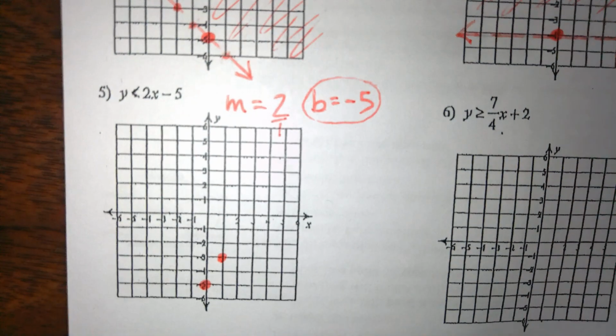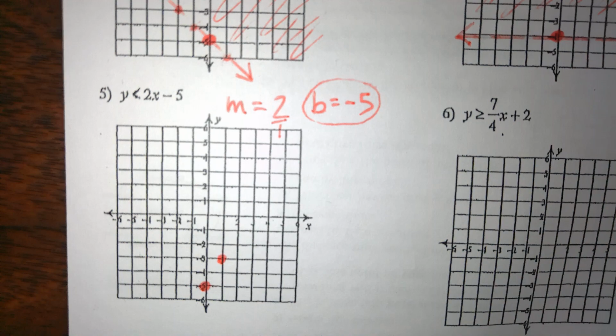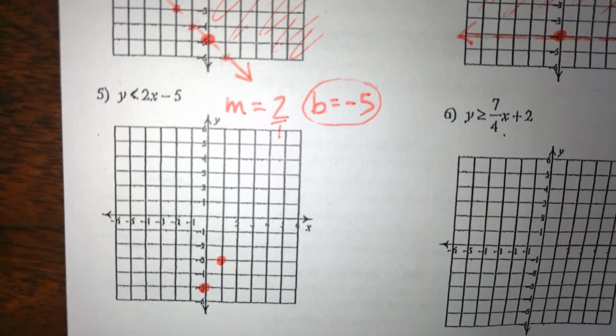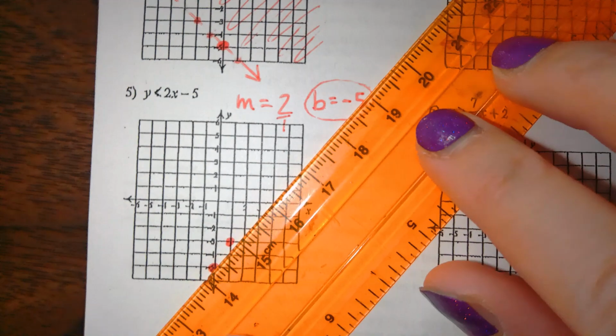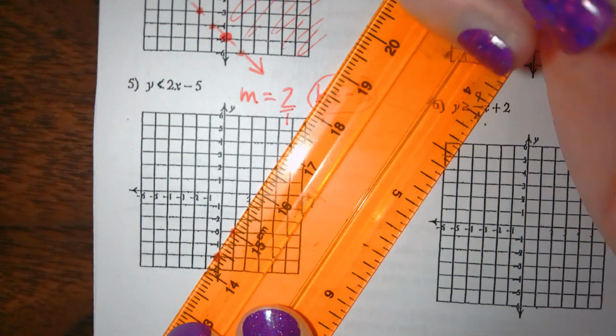Let's say Betsy, dotted line or solid line? Dotted line. Good job, because it's not equal to. So dotted line.